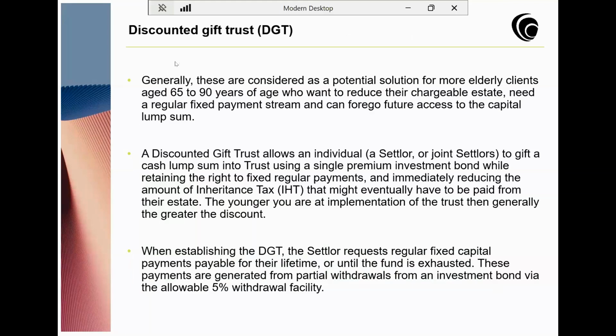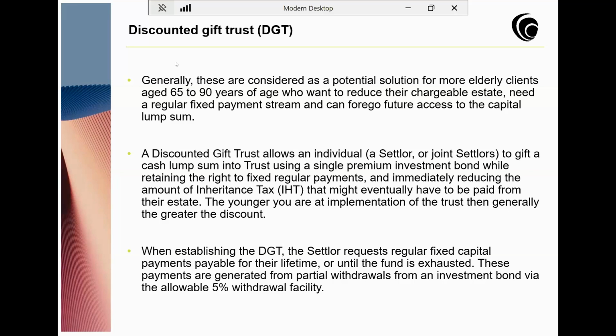So the discounted gift trust is popular for many reasons, but as you saw on the last screen there, as I say, it has some of the greatest IHT benefits. So I've normally considered it really a great option for clients who are looking to move a sum outside their estate for IHT, but at the same time enjoy and maintain an attractive regular payment for the rest of their lifetime or until the fund is exhausted.